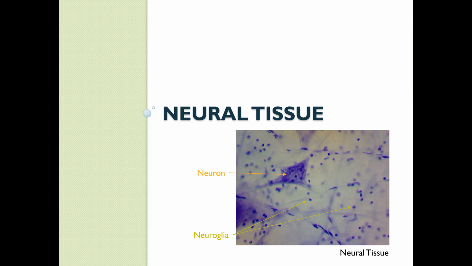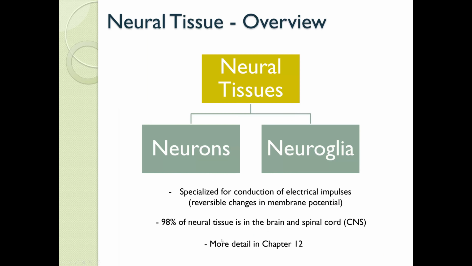And the last tissue type is neural tissue. And there's only one type of tissue here, and that is neural tissue. So at least you don't have to know multiple types. In this tissue, though, we are going to differentiate between two cell types. There are neurons, and then there are supporting cells called neuroglia. So an overview, again, there's basically just one type of neural tissue.